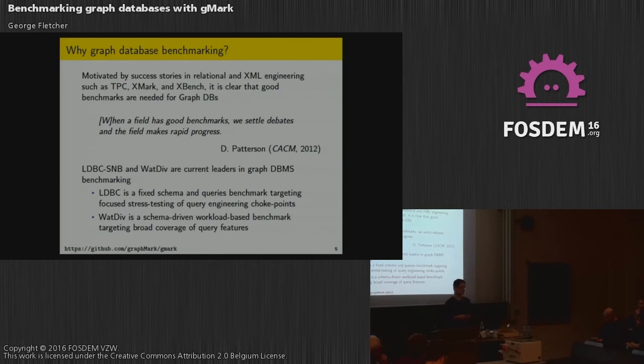Right? There's also just a nice editorial in the Communications of the ACM from a few years back. Right? So, start a field, have good benchmarks, then we settle debates and we make progress. So, there are graph DB benchmarks out there. The two current leaders are the LDBC Social Network Benchmark, which Martin mentioned and has used in his work, and also WatDiv coming out of the University of Waterloo.